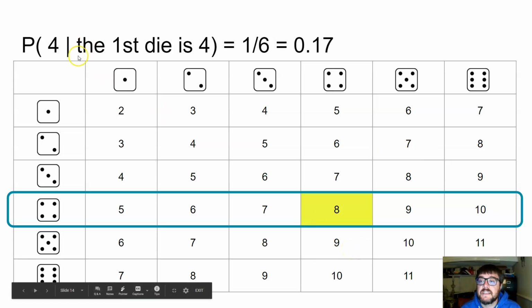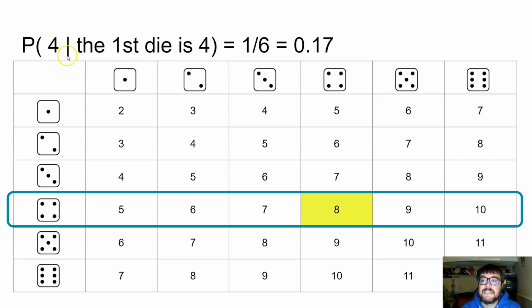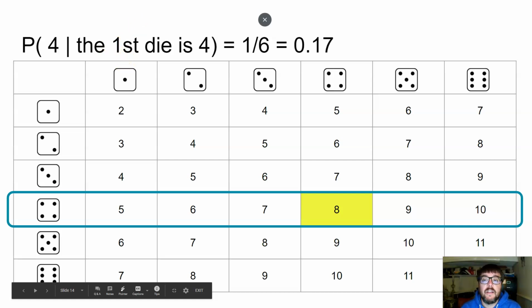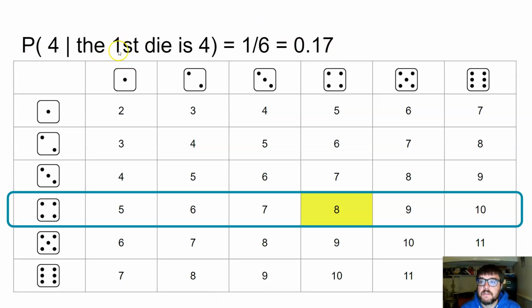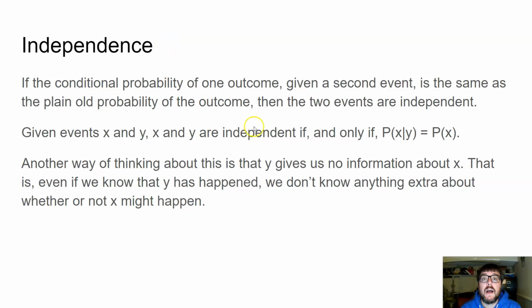So in this case, knowing that the first die was 4 doesn't give us any information about what the second die is going to be. And because the probability didn't change, we say that there was no extra information here, and we say that the two outcomes are independent. So if the probability of x, given that we now know y, is the same as the probability of x whether we knew y or not, then they're independent. That's an important thing for probability. If you compute the conditional probability and it's the same as the original probability, then those two events are independent. And that's pretty important for stats.